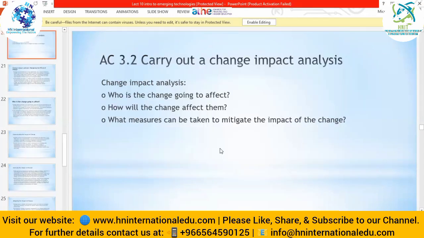Carry out a change impact analysis. How can we carry out a change, and what is the impact? What after doing the analysis? First of all, who is the change going to affect? What part are we going to change, and what will it affect? How will the change affect them, either good or bad? And what measures can be taken to mitigate the impact of the change?